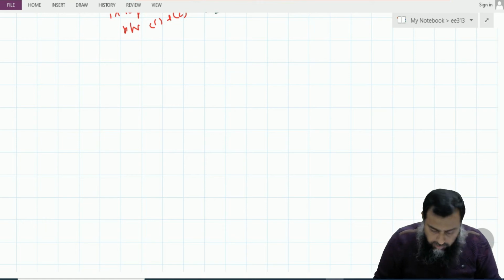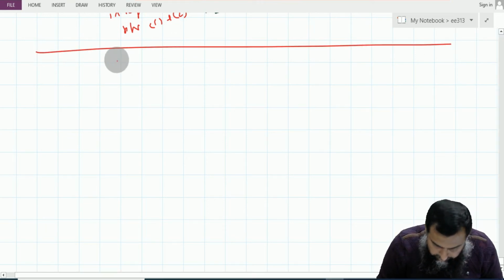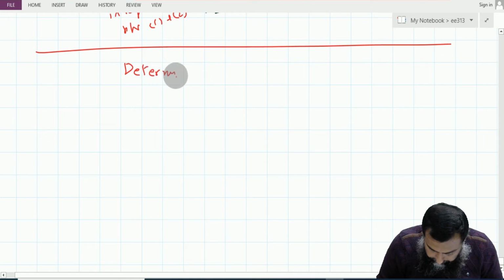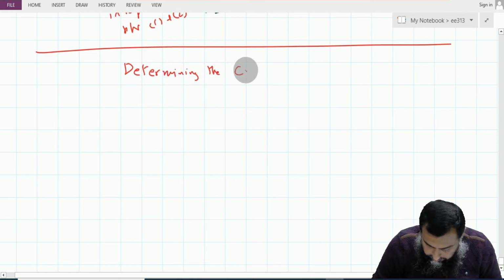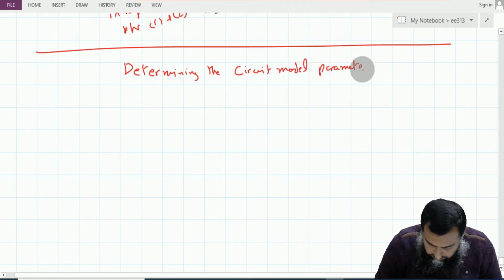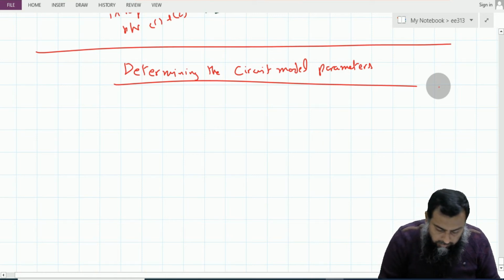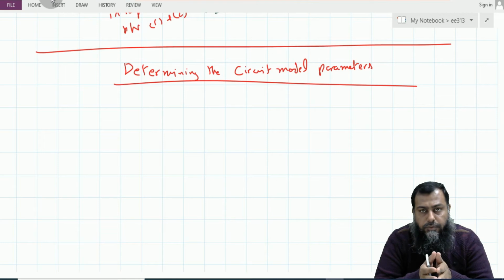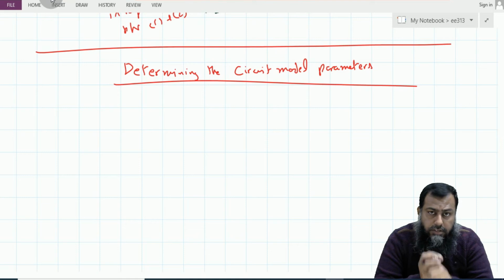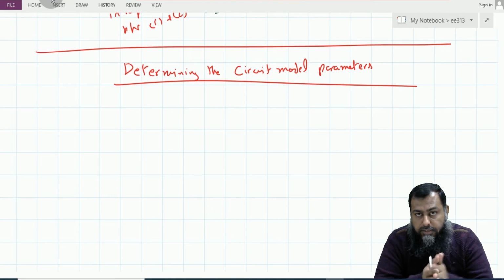So for determining these equivalent circuit parameters, we want certain tests which are used to find the resistance of the stator winding, R1, the resistance of the rotor circuit, R2, as well as the admittance of the equivalent circuit, which corresponds to X1, X2, and the magnetizing branch XM.